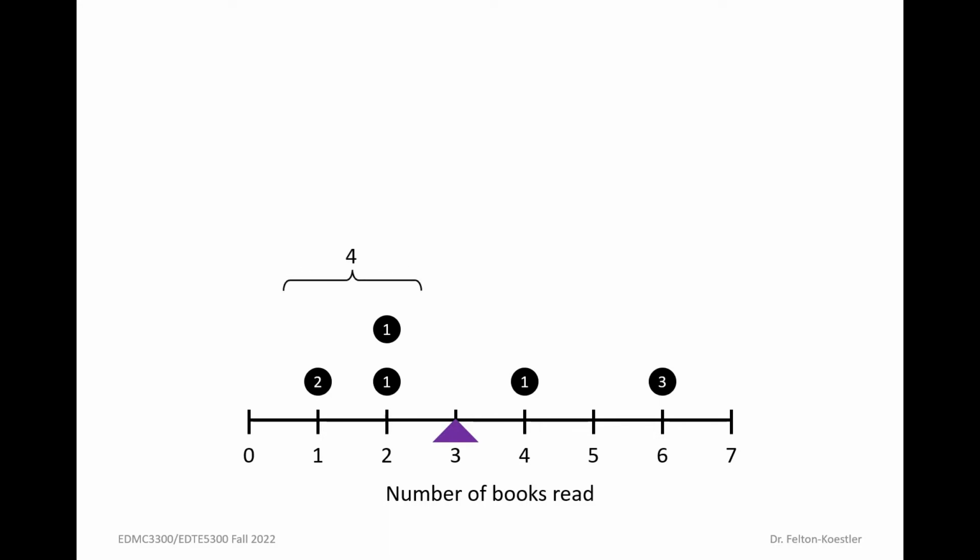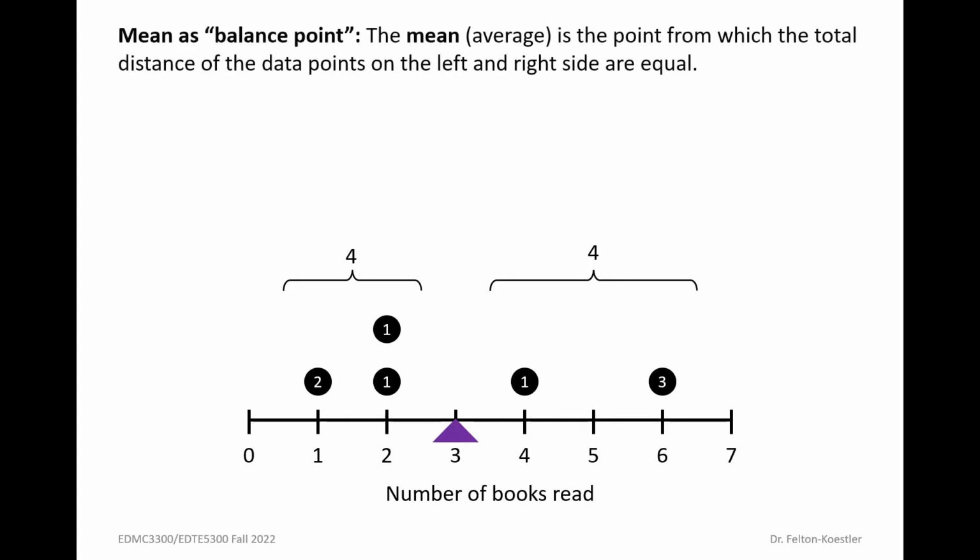So we can see then the total sort of pull on the left side is 4. The total distance altogether is 4. And the total distance on the right side is 4. And that's why 3 is the balance point for these data. So mean is balance point. This way of thinking about the mean is where we think of the mean as the point where the total distance on the left is the same as the total distance on the right. Those two distances are equal.